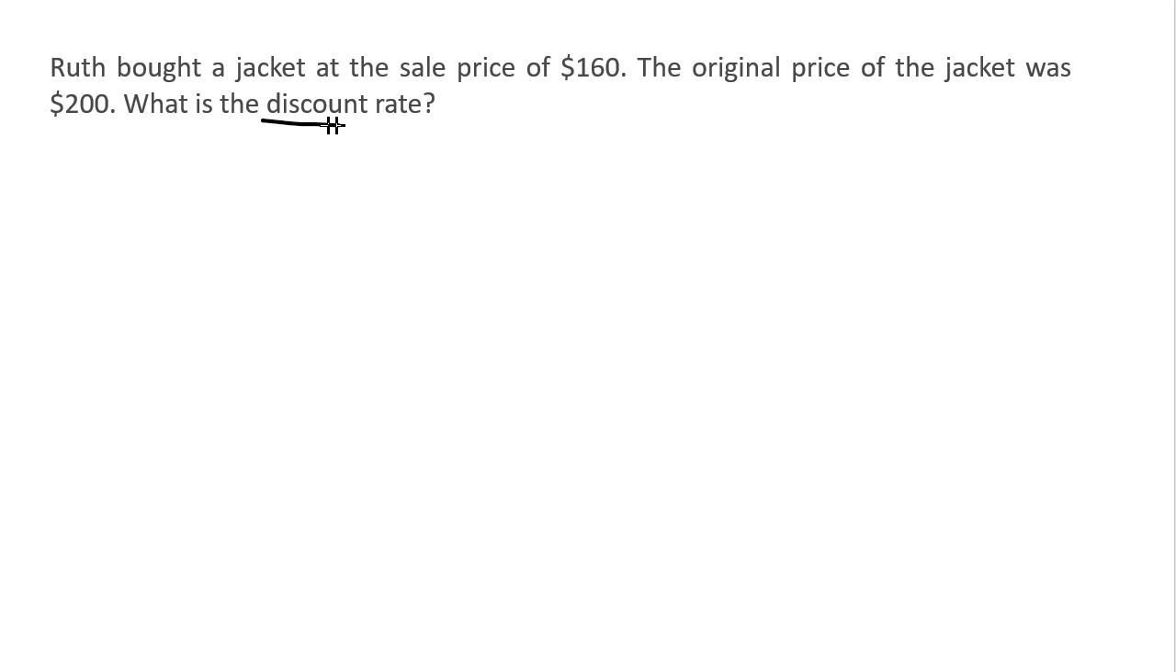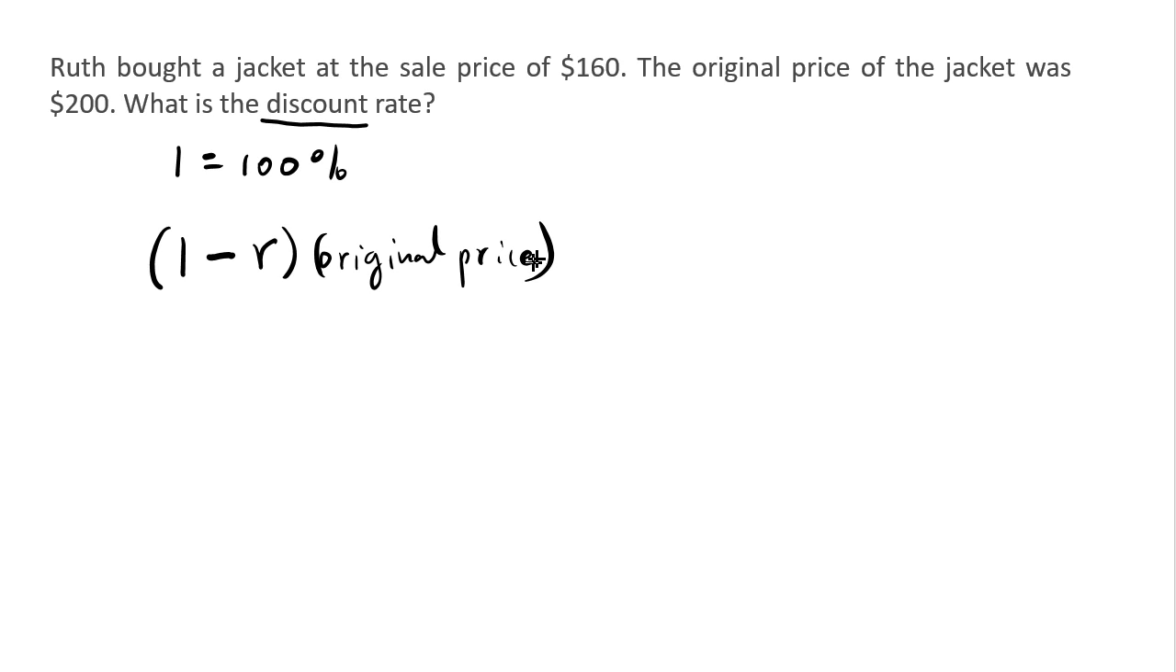So, how do you do a discount? Well, from 100%, 1 is the same as 100%, okay? From 100%, you subtract some rate, and that's multiplied by the original price, and that gives you the discounted price. So using this format, you can solve such a question.